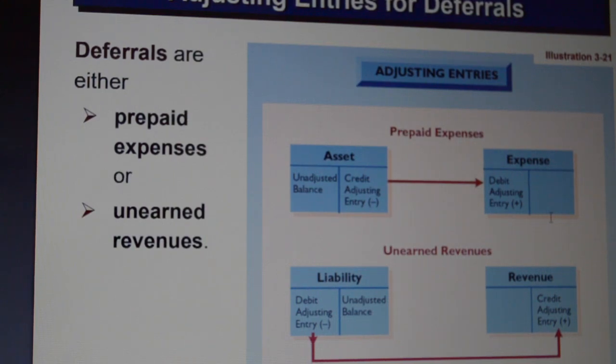So, deferrals are either prepaid expenses or unearned revenues. Prepaid expenses are assets. We record them in assets when we pay for them. The example is insurance. For example, the company pays for insurance for 3 years, and now it has consumed 1 year of insurance. So it will credit the asset account and record the expense for that amount. Unearned revenues are earned at the end of the accounting period, or a portion of it is earned by the end of the accounting period. So we will reduce our liability by debiting it, and we will increase the revenue by crediting it.